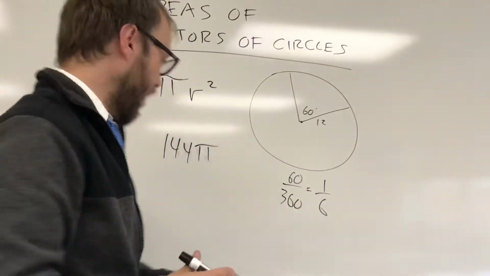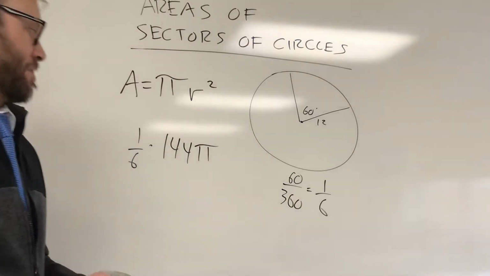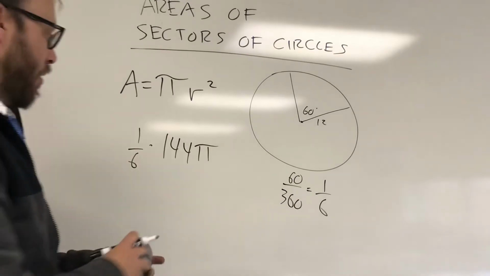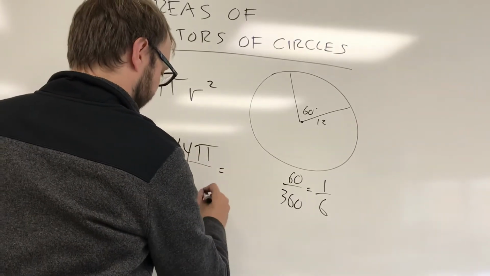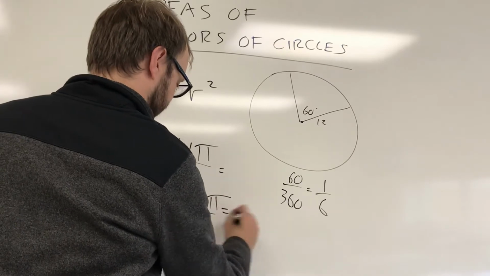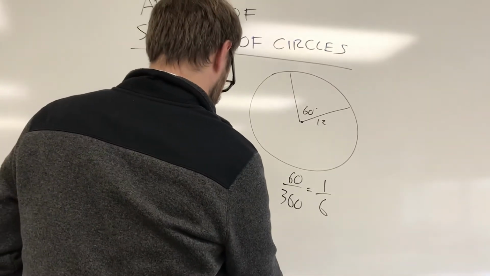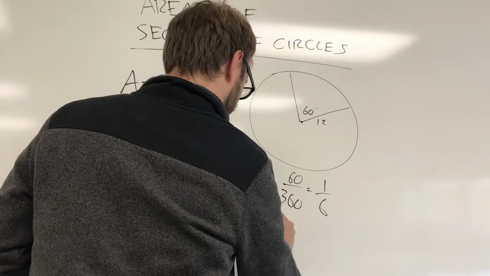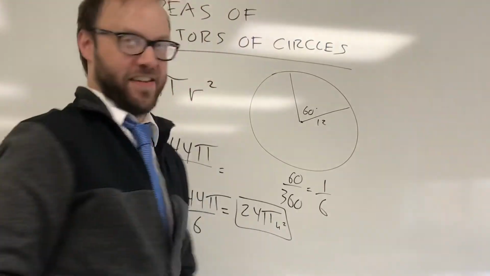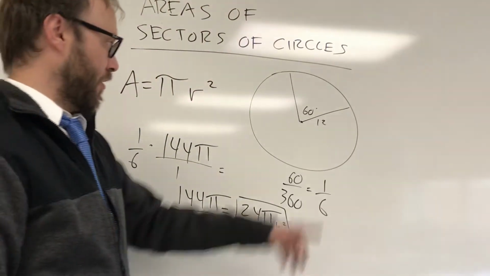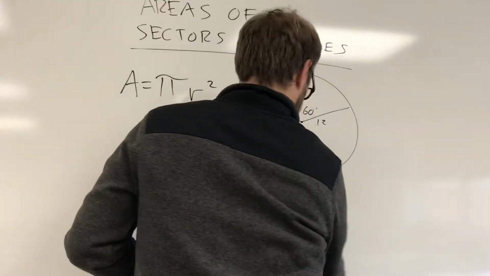So I want to take 1/6 of 144 pi, okay? So 144 pi over 6, and I believe, if I remember correctly, that is equal to 24 pi square units would be the final answer. Okay, 1/6 of the circle, 60 degrees. All right, let's try another one.